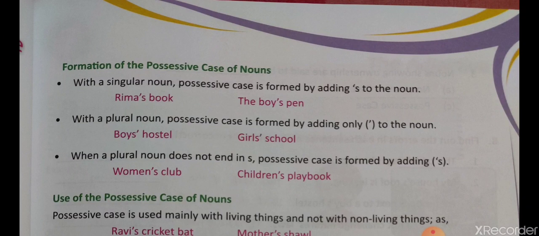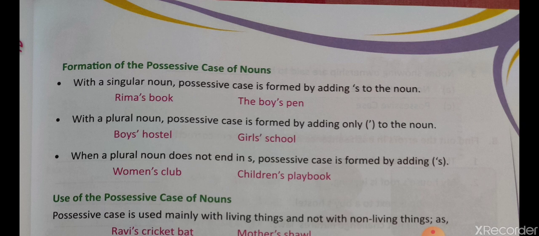It is super simple. So first is with singular noun, possessive case is formed by adding apostrophe s to the noun, that we already know. It is very simple, like Rima's book or the boy's pen. This book belongs to Rima. This is Rima's book. Or this pen is of the boy. So this pen, the boy's pen.